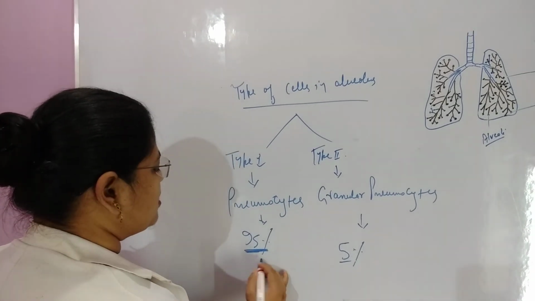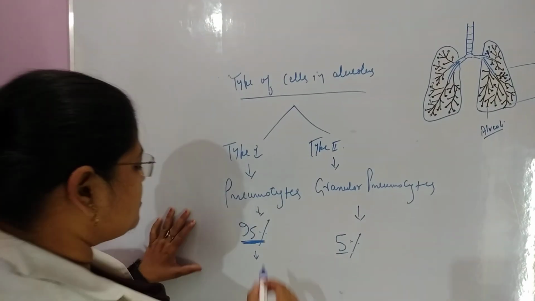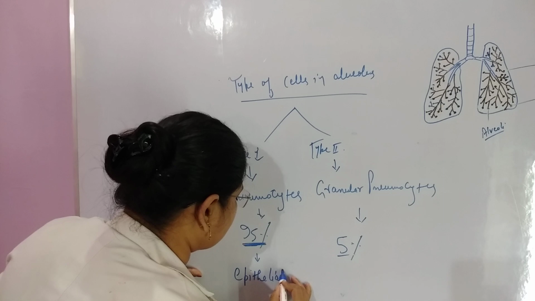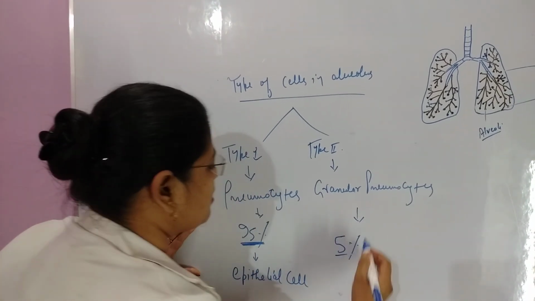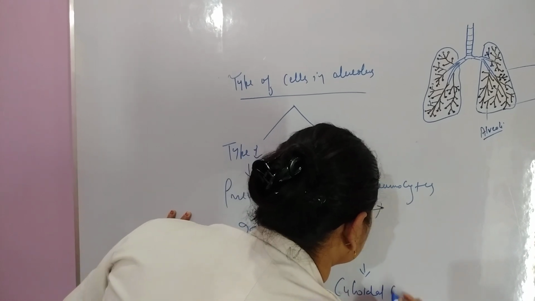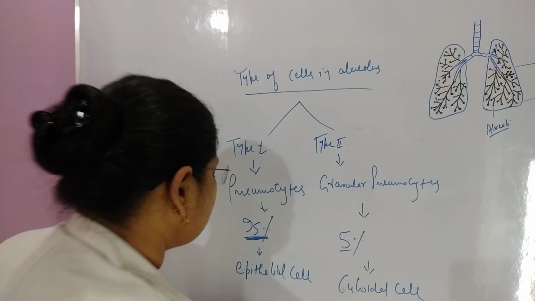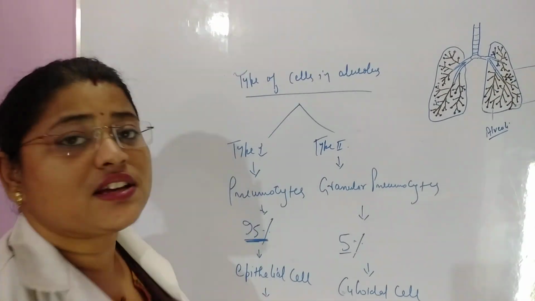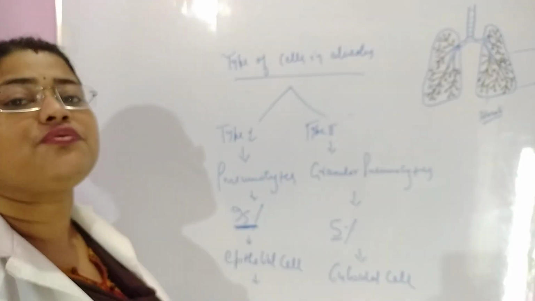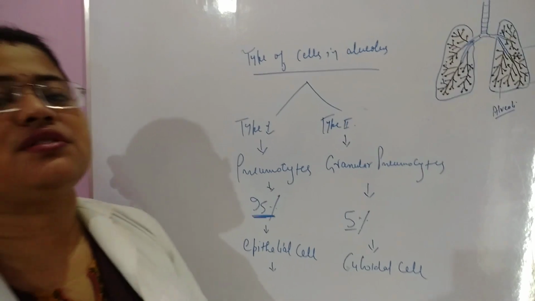Type 1 alveolar cells are lined by epithelial cells, while type 2 are lined by cuboidal cells. This is the first structural difference between type 1 and type 2. Type 1 helps in gaseous exchange, while type 2 helps in the release of surfactant, alveolar surfactant and alveolar fluid.